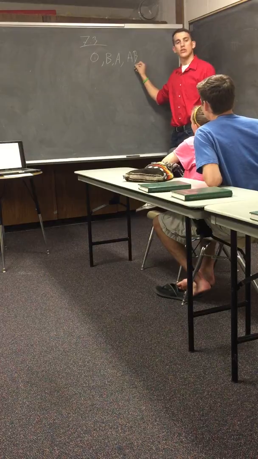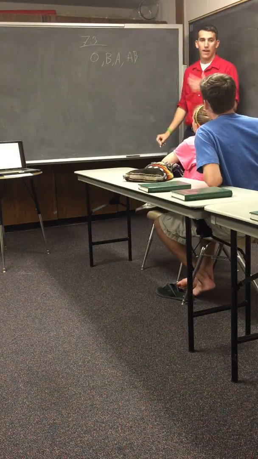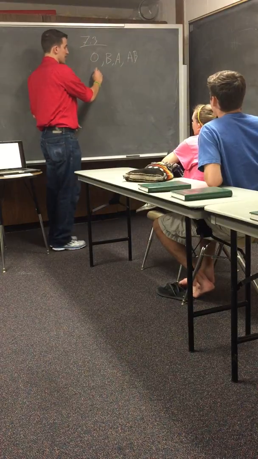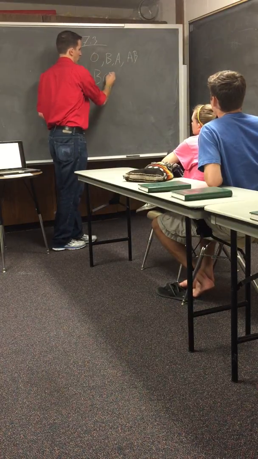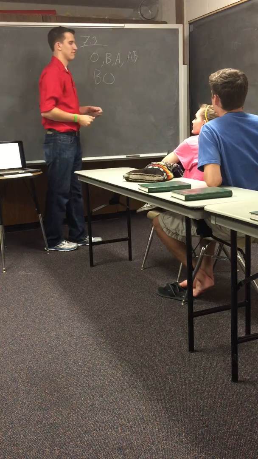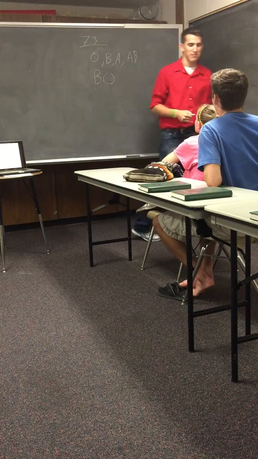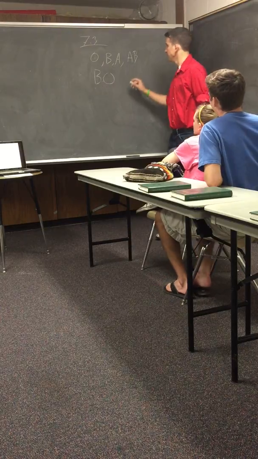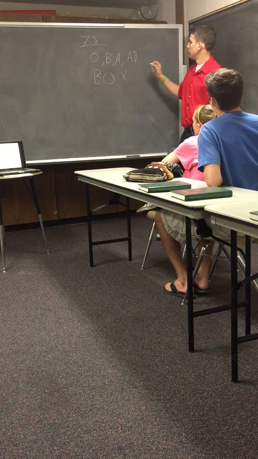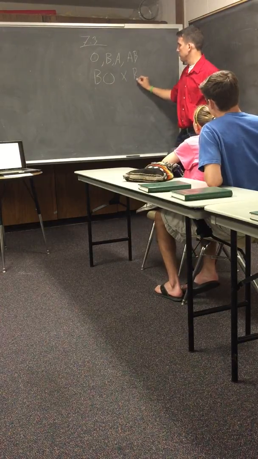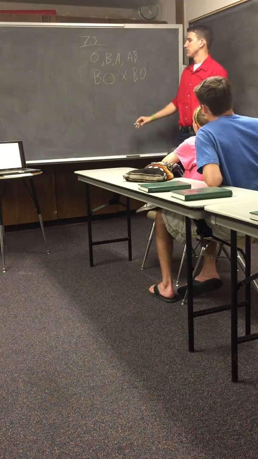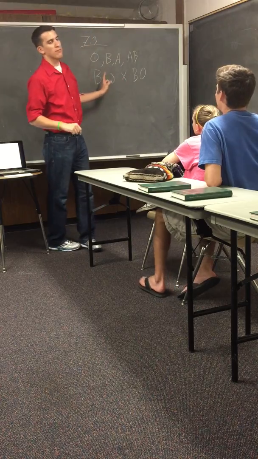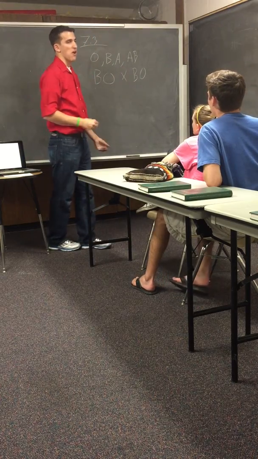Really, all of them have two letters like this. My blood type is B positive, but my genotype is BO. My fiancee is also BO. I'm B positive. She's B negative.